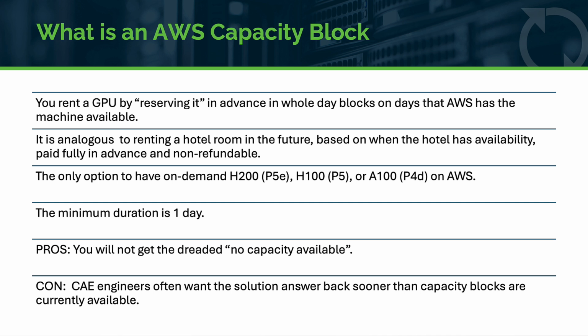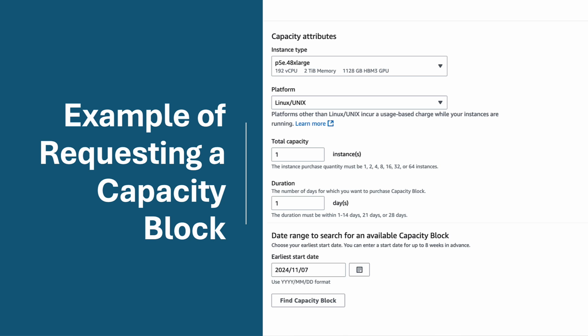The nice thing about scheduling is you don't get no capacity available. You try to turn it on and there's just none available because it's so hugely popular right now to use these things. The con might be that sometimes the capacity block might not come for a day, 2 days, could be longer, but 1 or 2 days. So maybe you need the answer before then, and maybe you only want to run 2 hours and you don't really want to pay for an entire day. Those are some of the cons of the capacity block.